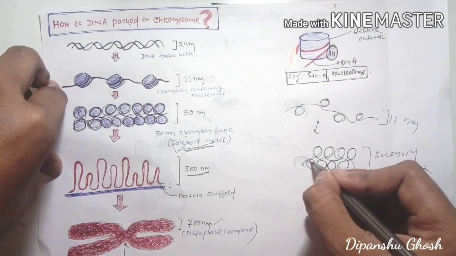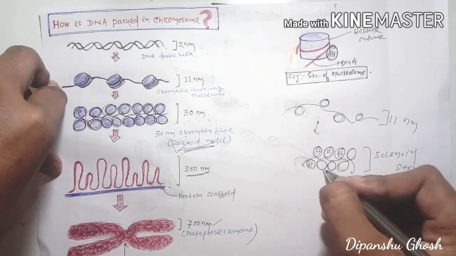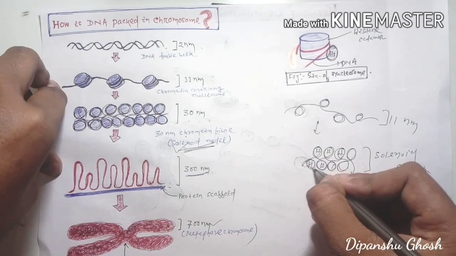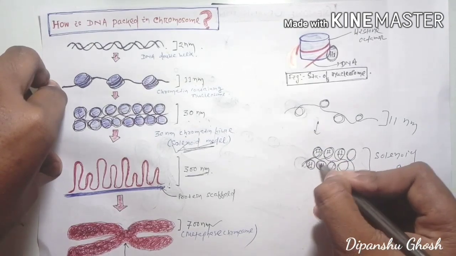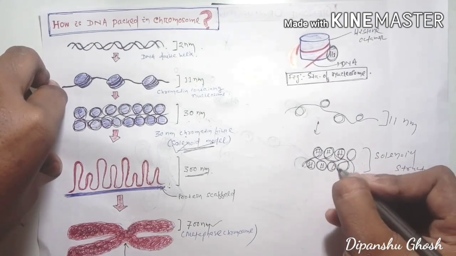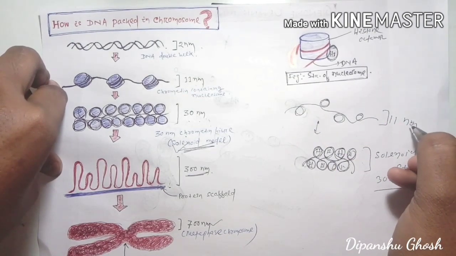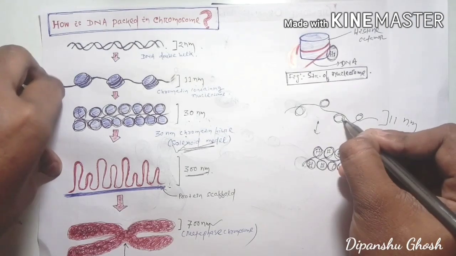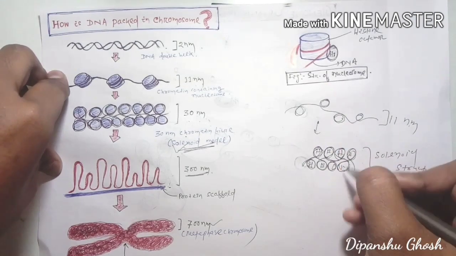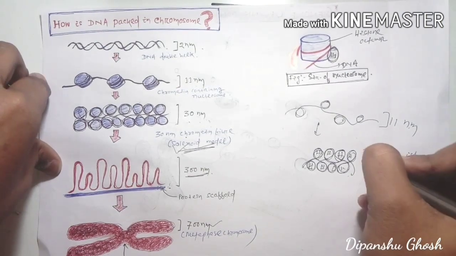That means here in the center these are histones. These circles are all histones, right? Around which these lines are DNA. These lines are DNA, and they are winding around your histone protein in the center. Okay, so this is your 11 nanometer chromatin fiber, and this is your 30 nanometer chromatin fiber. We popularly call it the solenoid model, right?